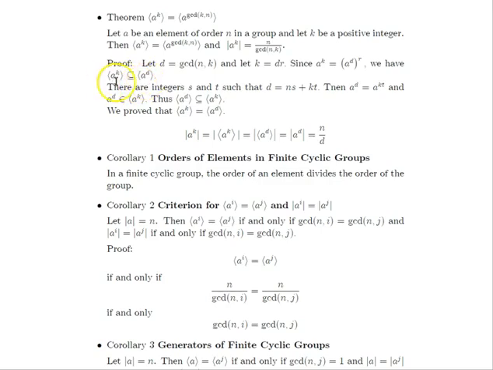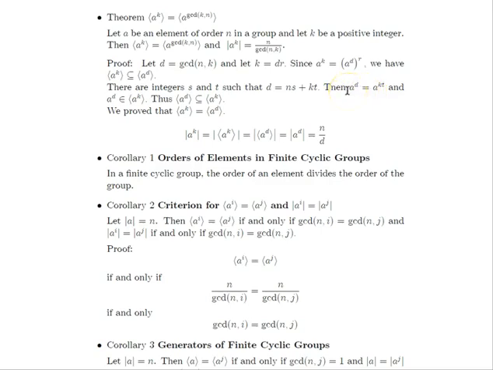Now we want to prove the opposite inclusion, and then we'll have equality. Let s and t be integers such that the GCD d of k and n is written as a linear combination like this: d equals sn plus tk. We know that this is always possible. Then a to the power d is a to the n s times a to the k t, but a to the n is e, so we get a to the d equals a to the k t.